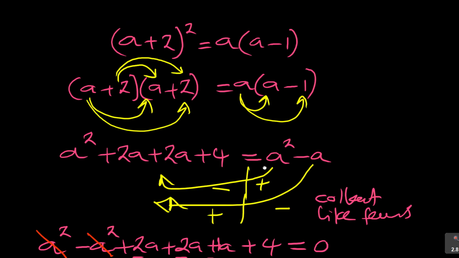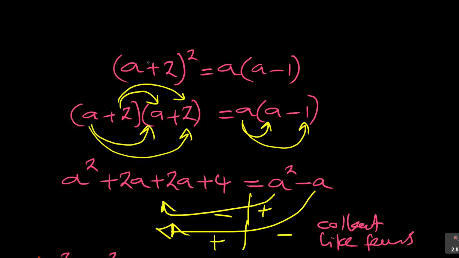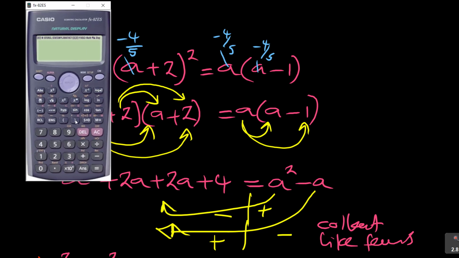If a is minus 4 over 5, come here where there is a, put minus 4 over 5. Here minus 4 over 5. Even here minus 4 over 5. We want to see if the left hand side will balance with the right hand side. If it's balancing, then our answer for a is equal to negative 4 over 5 is correct.